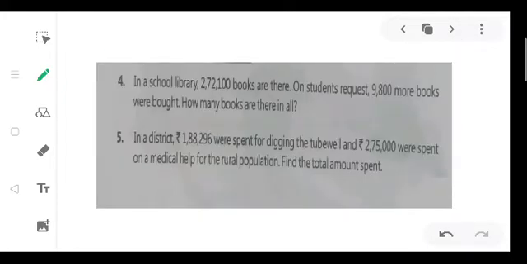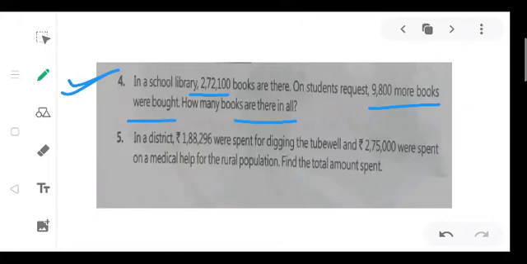Now question number 4. These are problem sum, statement sum. In a school library, 2,72,100 books are there. On student request, 9,800 more books were bought. How many books are there in all? What you understand from here? A school library, visualize it in your mind. And you can see the books. There are books 2,72,100. Students requested. How many more books were purchased? 9,800 more. How many books are there in all?